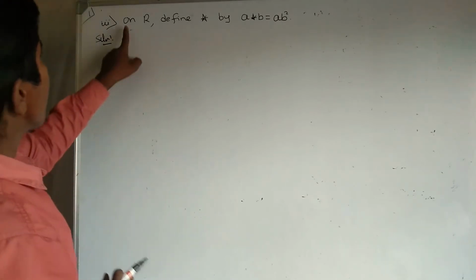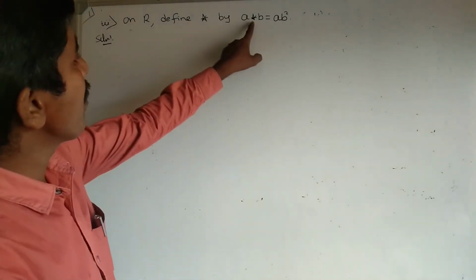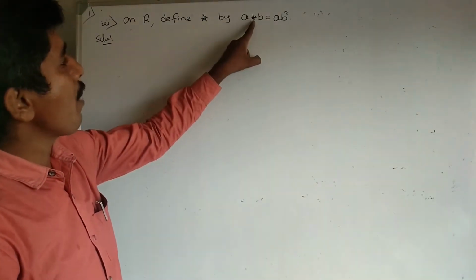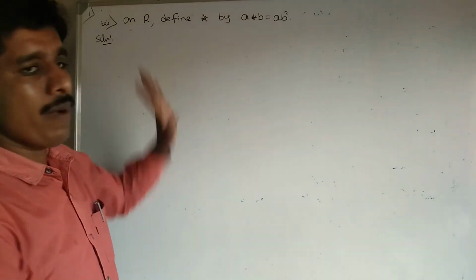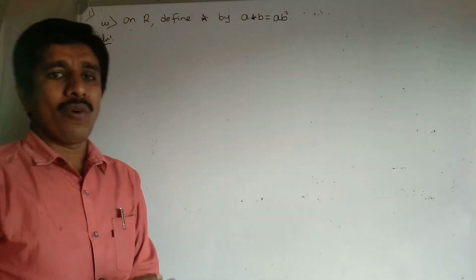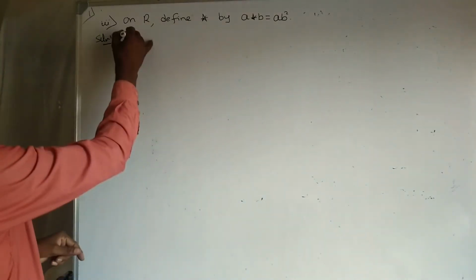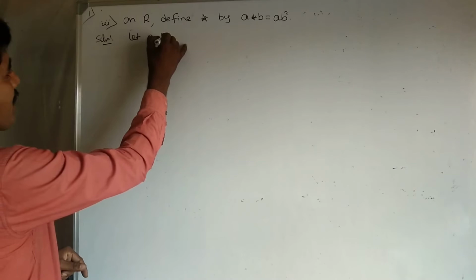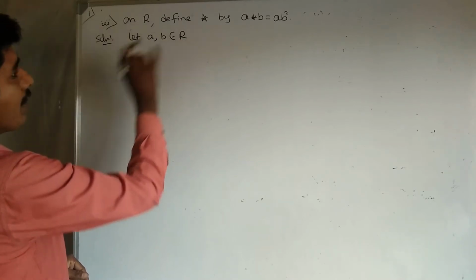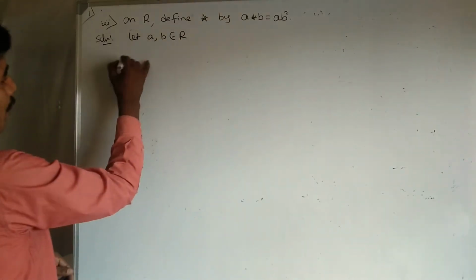Sub problem, on R define star by a star b equal to ab square. Here the binary operation star is defined on the set of all real numbers. Verify whether it is a binary operation or not. Let two elements a, b belong to R. Here we have ab square, a binary operation defined.